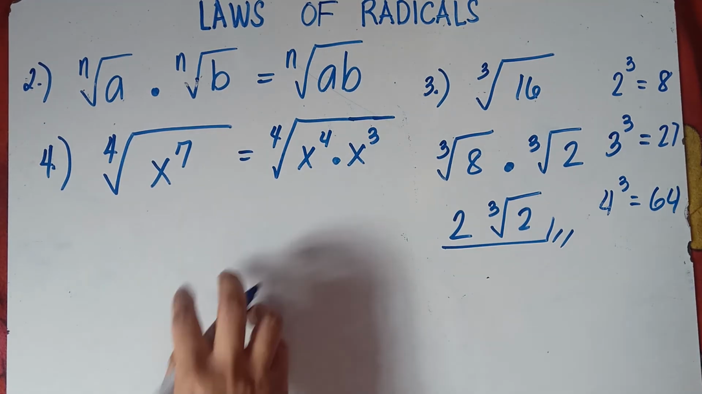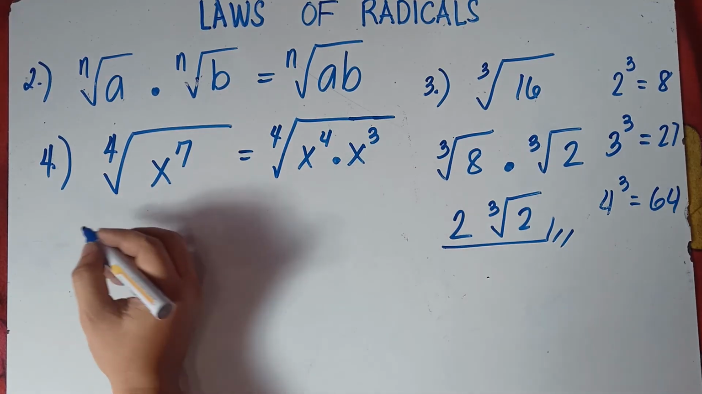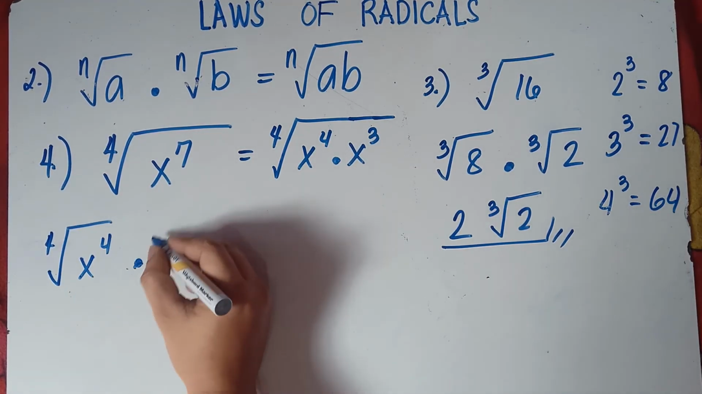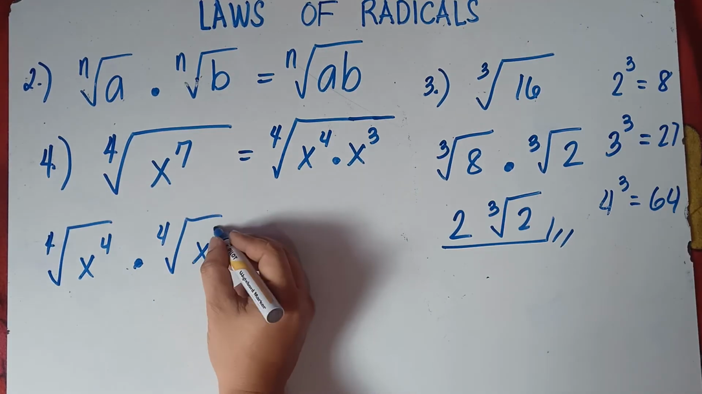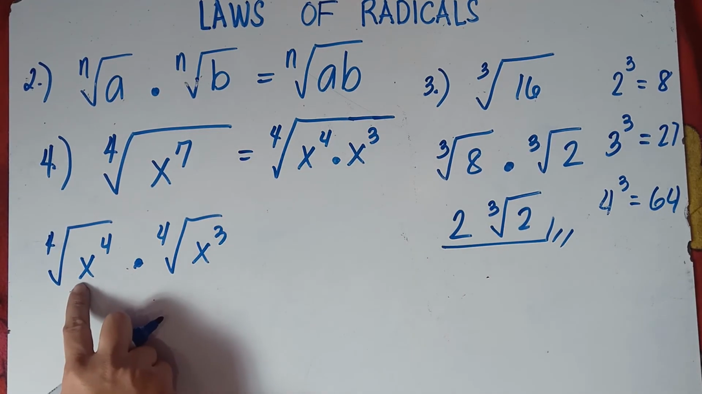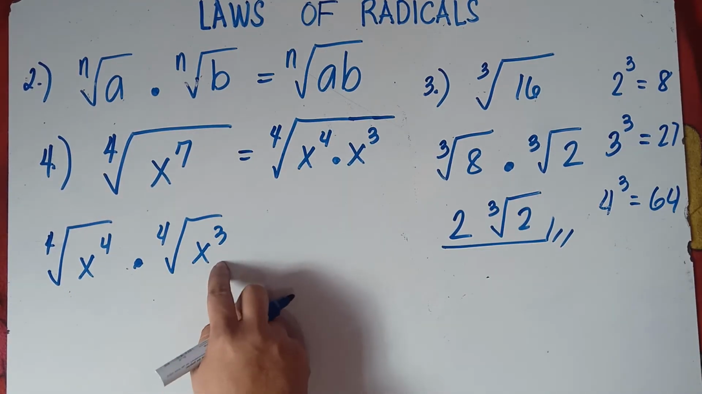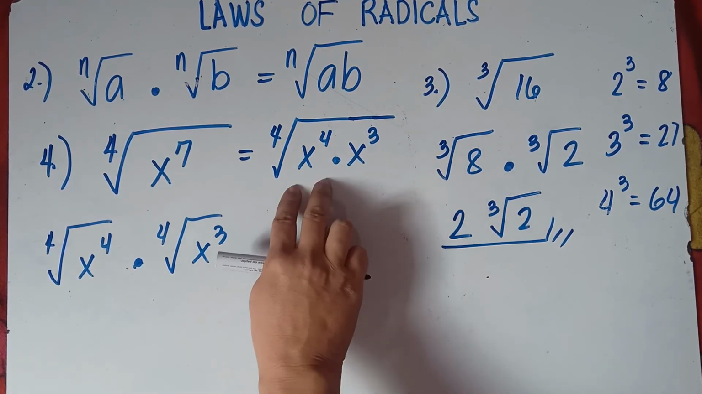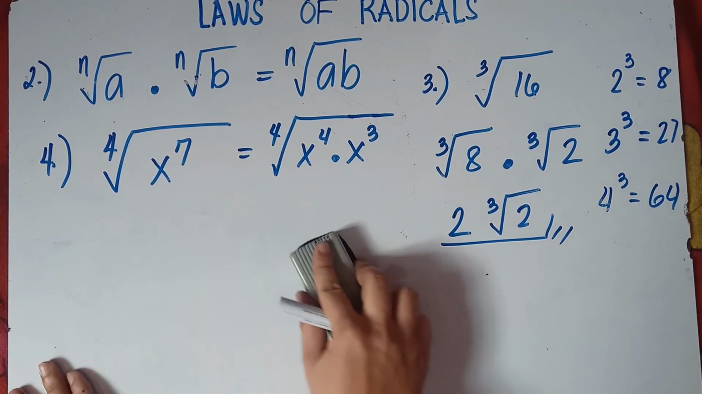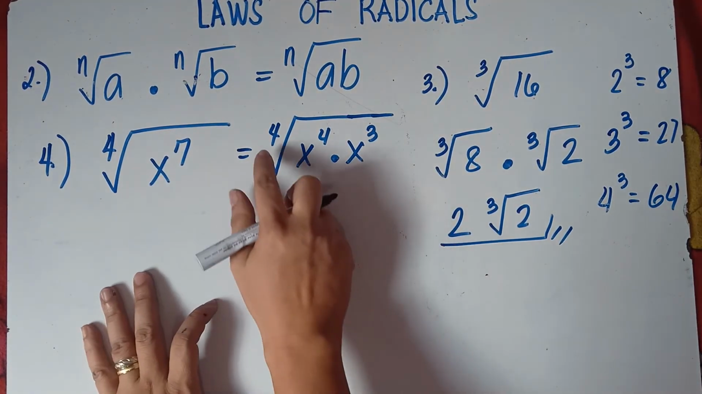Alright, so you can make this one individually, class. You can write this one as the fourth root of x raised to the power of 4 times the fourth root of x raised to the power of 3. This is just the same, class. But I will just make it like this, class, to make it simple. So we can cancel this out.